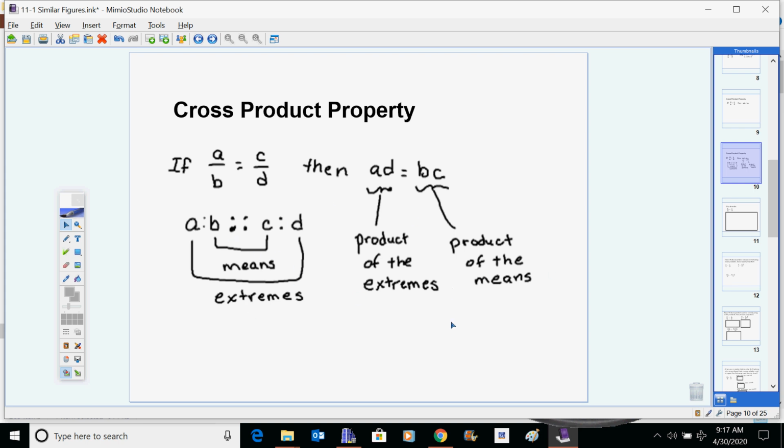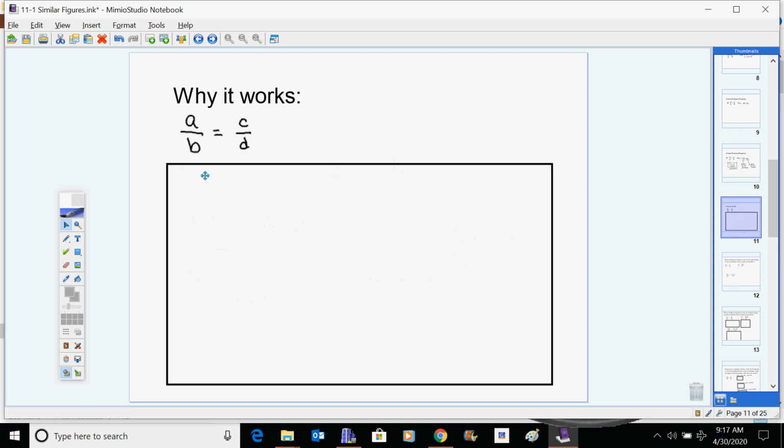Product of the means equals the product of the extremes. In practical terms, it means cross multiplying works. And let's do some examples of how it works. Or actually, let's do why it works first of all.